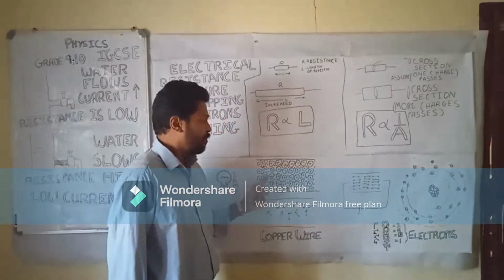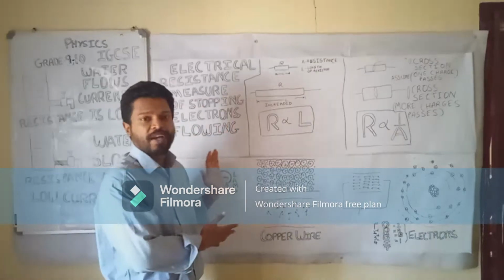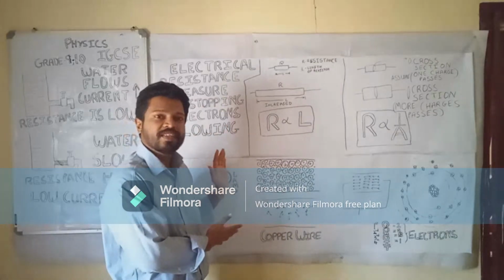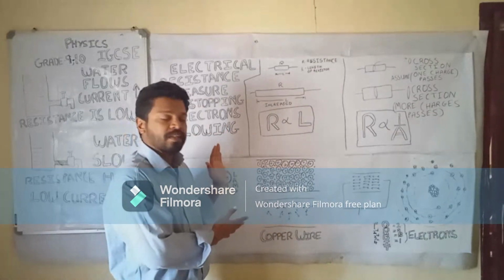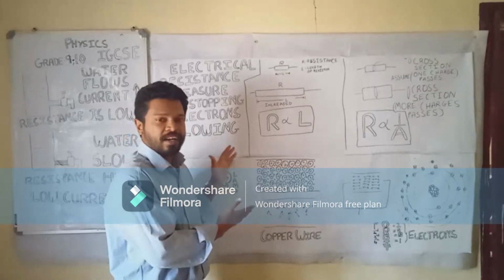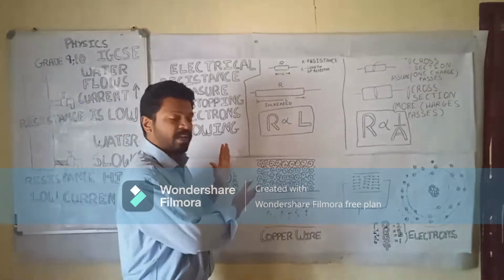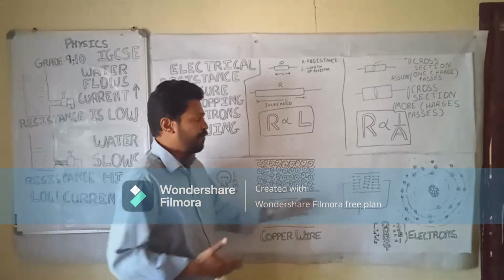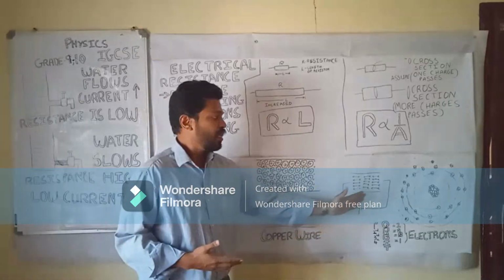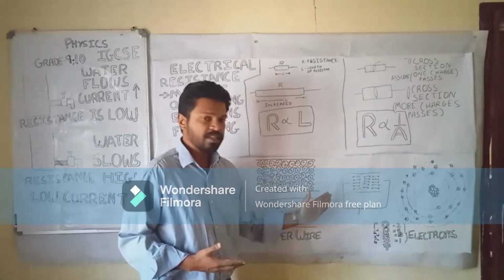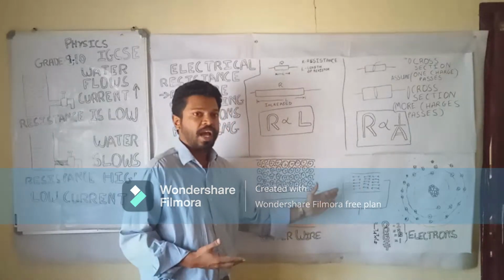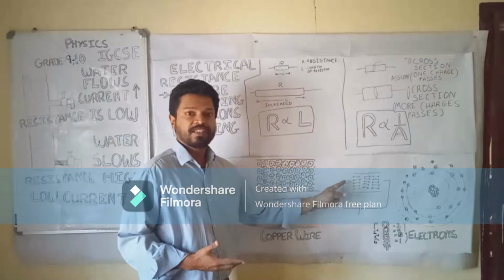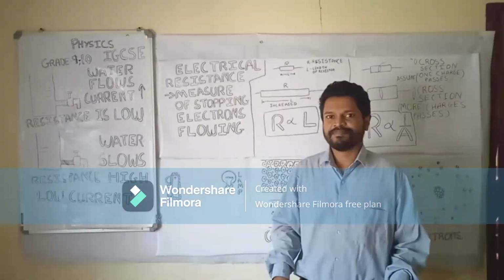Okay, so you have seen over here in the electron microscope that these cations and the electrons are freely moving, and when we connect a battery source, there is a movement of the charges in a particular direction, and the resistance.